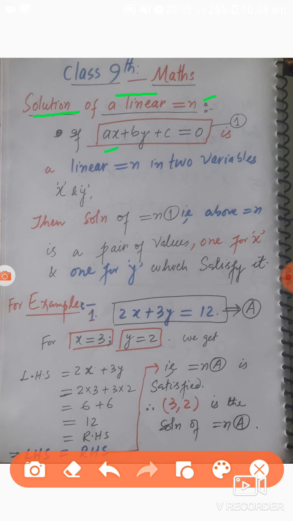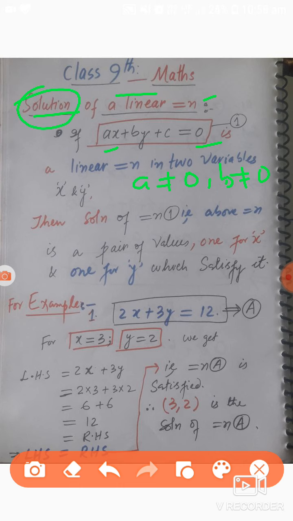Our topic today is the solution of a linear equation in two variables. If we have a linear equation in two variables x and y in the general form ax plus by plus c equal to 0, where a, b, c are real numbers and x and y are variables, a and b should both be non-vanishing. That is, neither a should be 0 nor b should be 0. Both should be non-zero real numbers. Then we can say that it is a linear equation in two variables x and y.